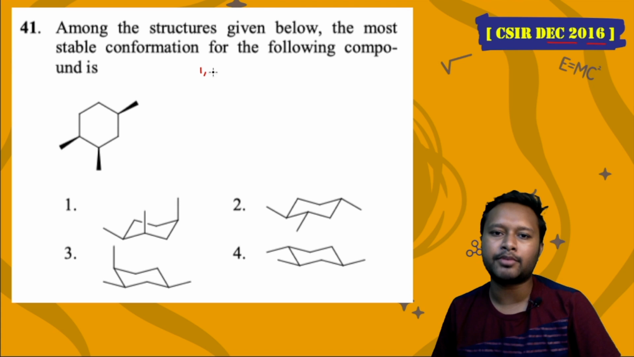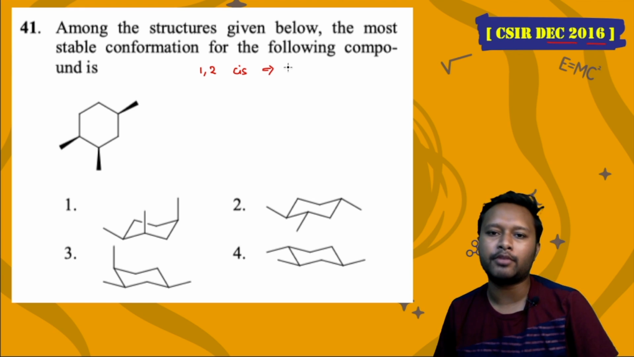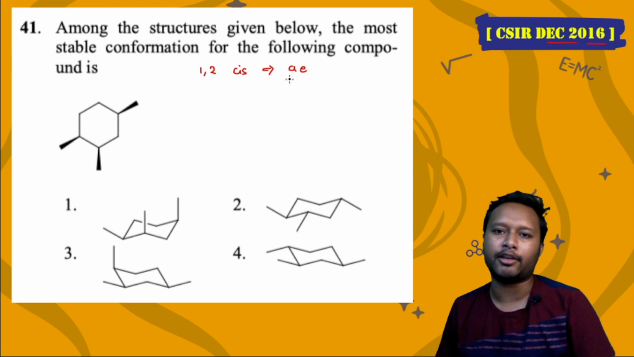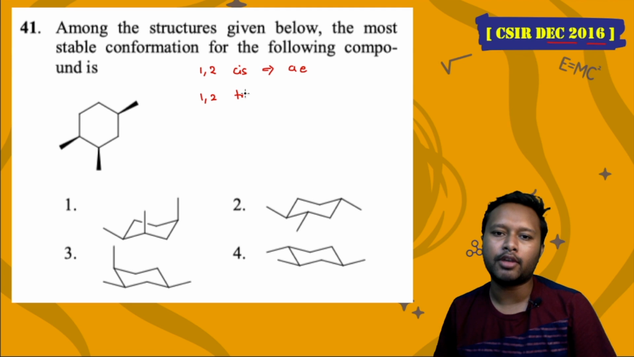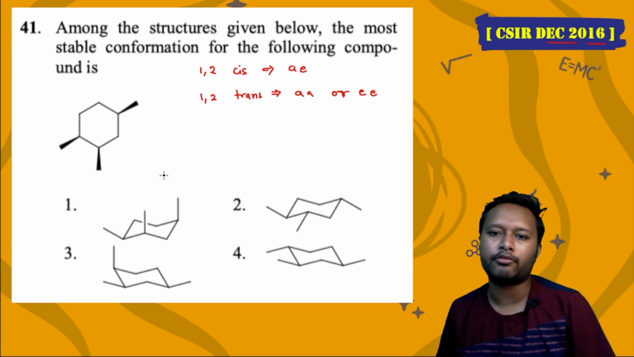If you have substitution on 1,2, and these substitutions are cis to each other in the planar structure of the cyclohexane, then when you convert this into chair form, they are going to be either axial equatorial or equatorial axial, okay. So relatively they will be axial equatorial, that's what you should know. And if they are 1,2 trans, in that case they will be either axial axial or equatorial equatorial. So this thing you should know.